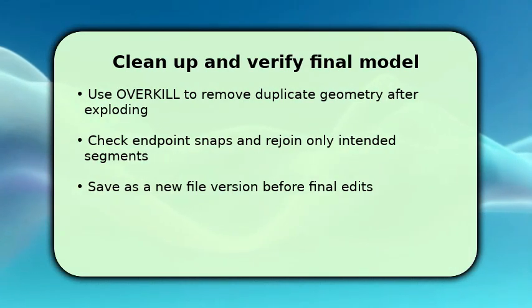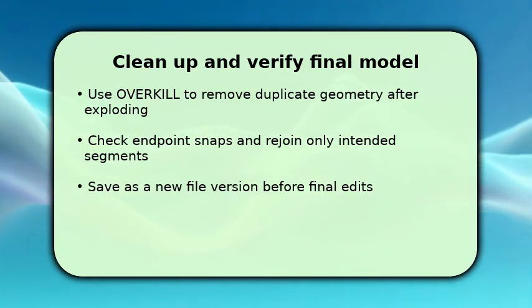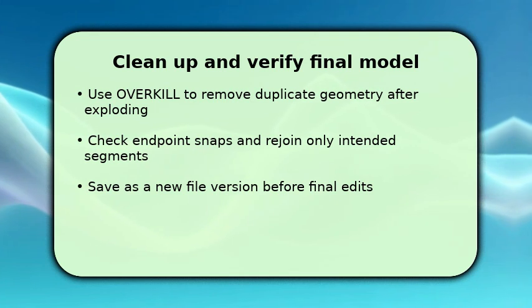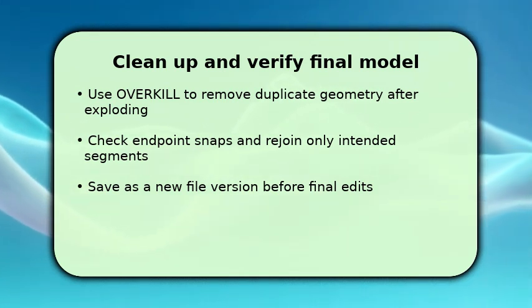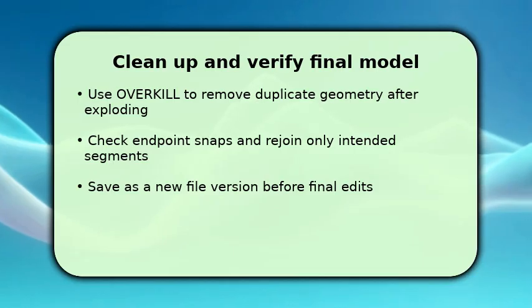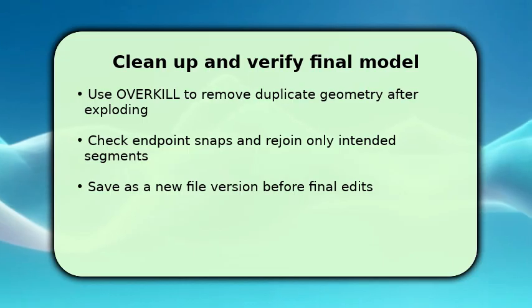Run overkill to remove duplicate coincident lines, and then check endpoints with endpoint snap on. Once done, inspect each formerly joined area and rejoin only where continuity is intended or leave segments separate. If something goes wrong, revert to your saved version or use undo.